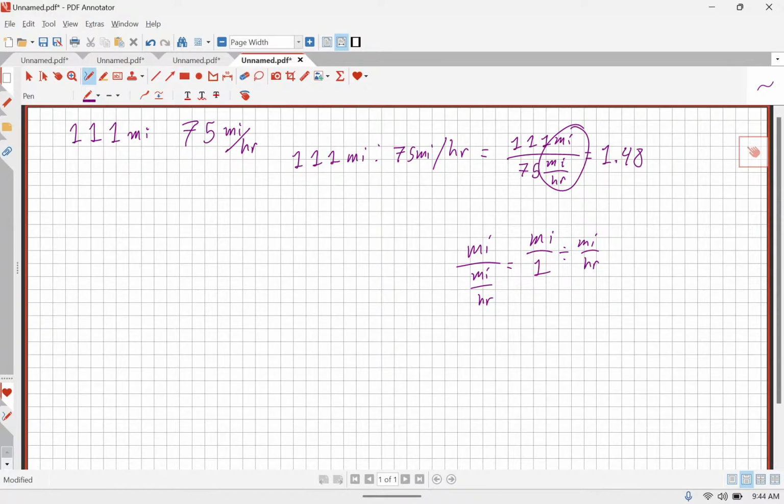Because if they're both fractions, what can I do with those, Juliet? Yeah, so that'd be miles over 1 times hours over miles. And look what happens. Miles and miles divide out because they are a factor in common. And this becomes hours divided by 1. But anything divided by 1 is what? Itself, which means your 1.48 represented hours.